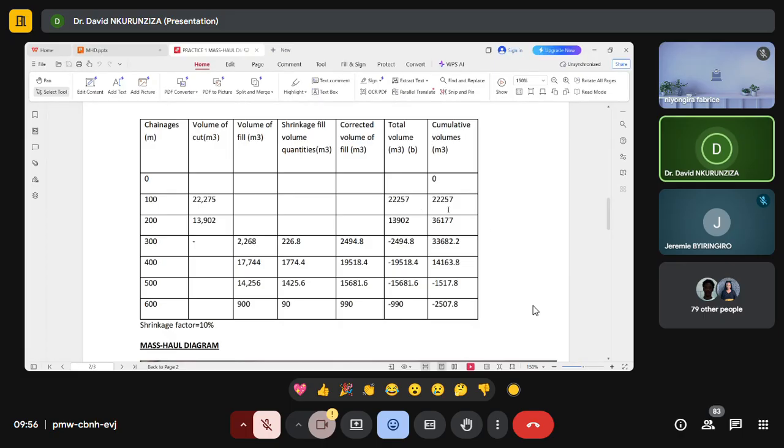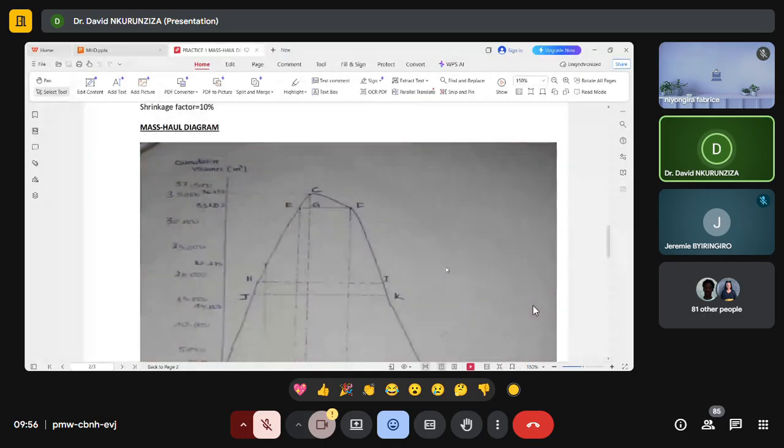So for example, for our project, if you try to draw, so that's why you see this last column, cumulative volumes, you have 0, so we are going to add. You add. So now here we have 36,177. Now we minus this, we have this minus this, now I have this minus this, now we have this. So now we are going to plot this chainage column. This is along the x-axis, this is along the y-axis, and then we shall produce something which looks like this.